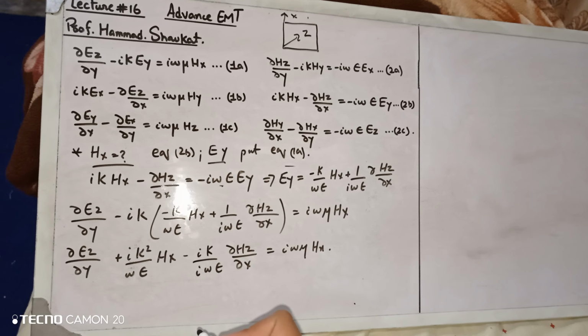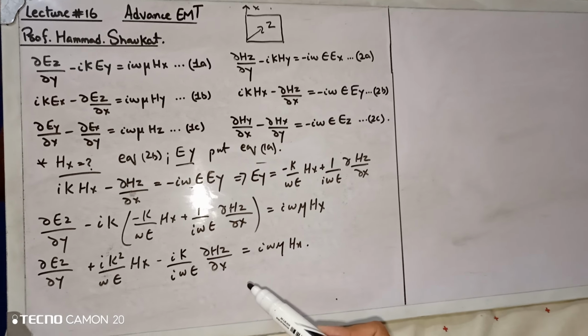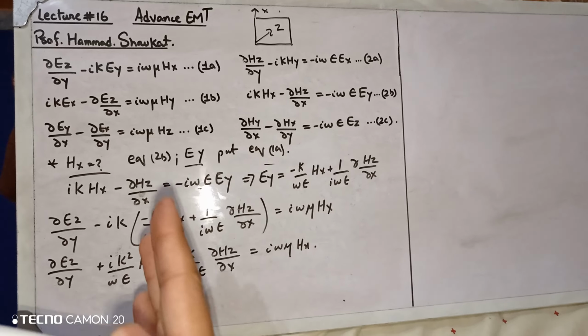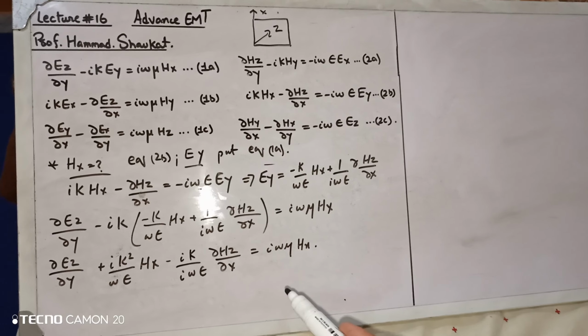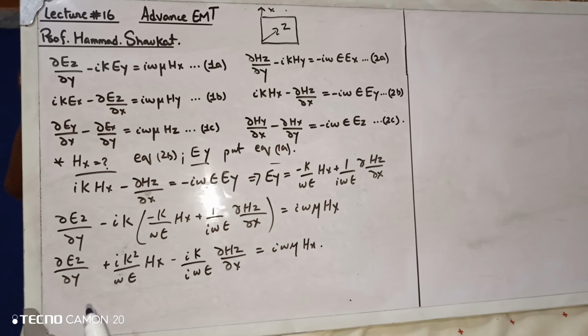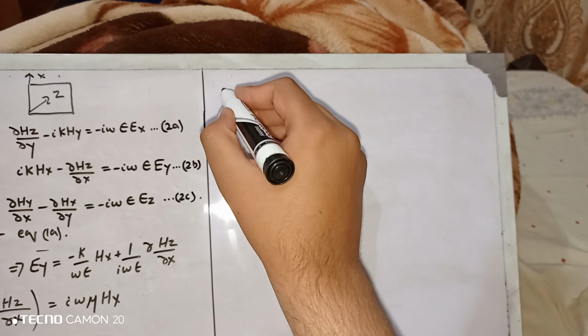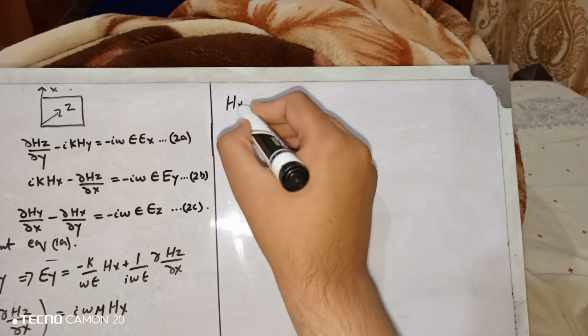Next, as usual, because we are finding the value of Hx, we have to move the Hx terms to one side and move all the other terms to the other side. So you can see here is an Hx term and here is an Hx term. Move these terms to one side and move this and this term to the other side. So let's start. How can we do this? We are just taking Hx common.